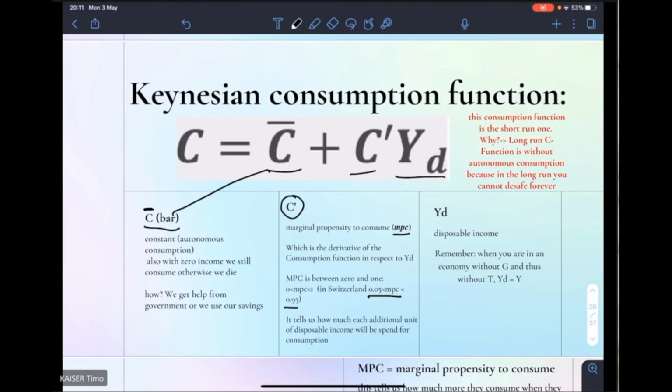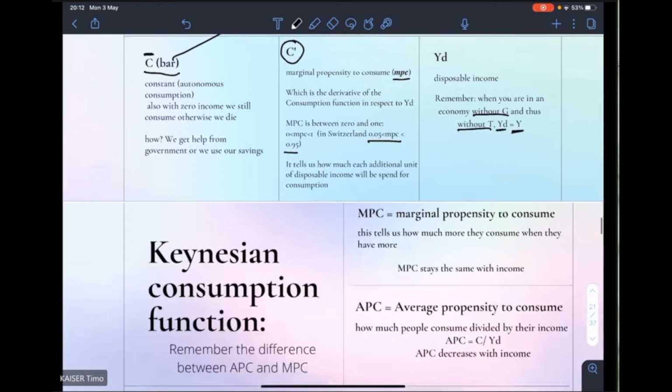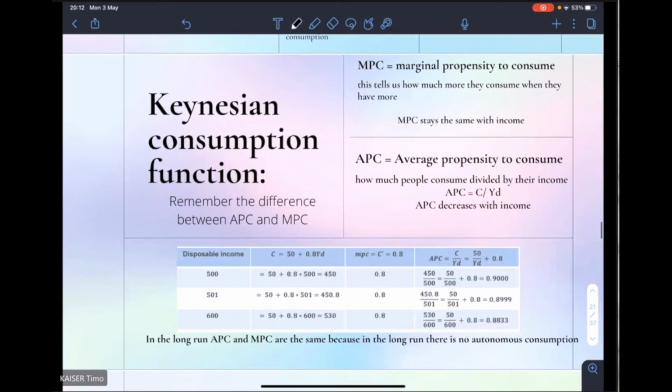Okay, and then we have the last part, which would be disposable income. As I explained to you before, in a case where there is no government, we also have no tax, and without tax, YD is just equal to Y. Okay, and as said before, we will have a short look again, more deeply, into marginal propensity to consume.